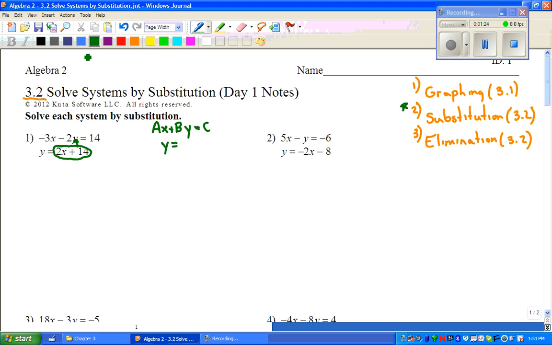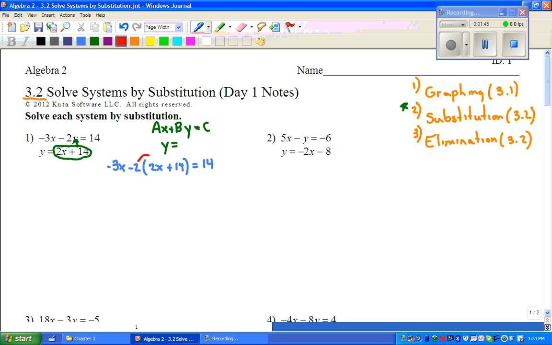Okay? So now here's what happens. You have negative 3x minus 2. Now it's not y anymore. We know that y is equal to this. So I'm going to substitute in 2x plus 14. Okay? And it all equals 14. So all I did was I got rid of that y.